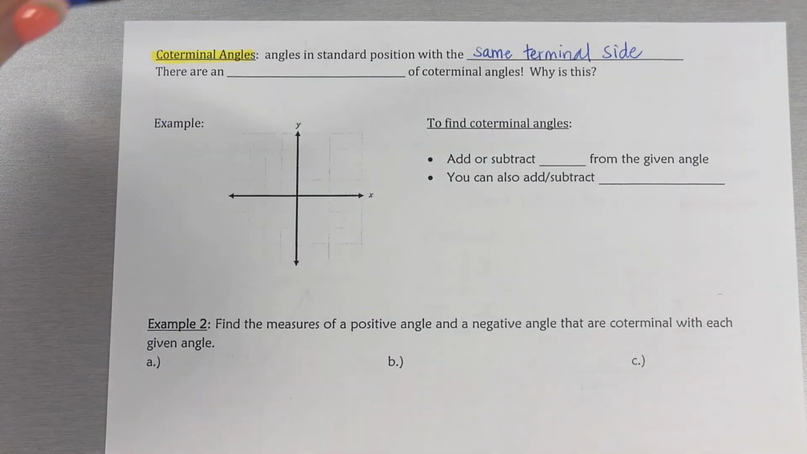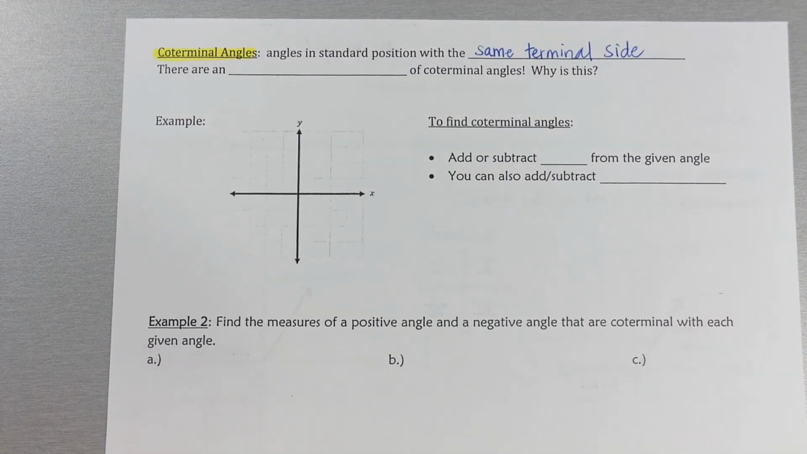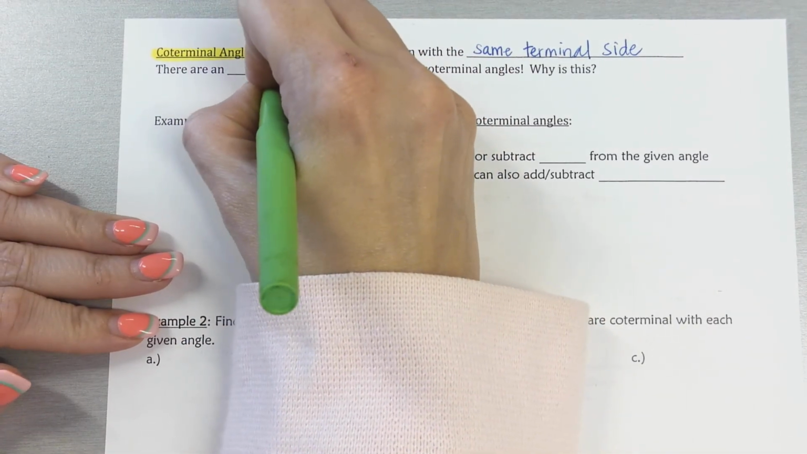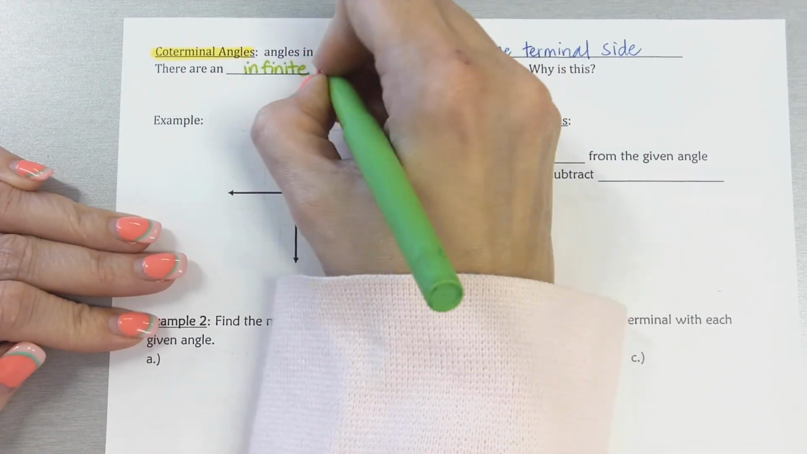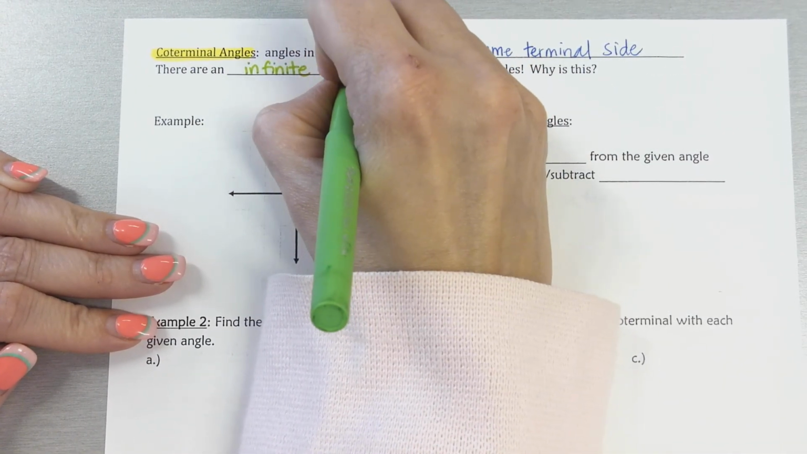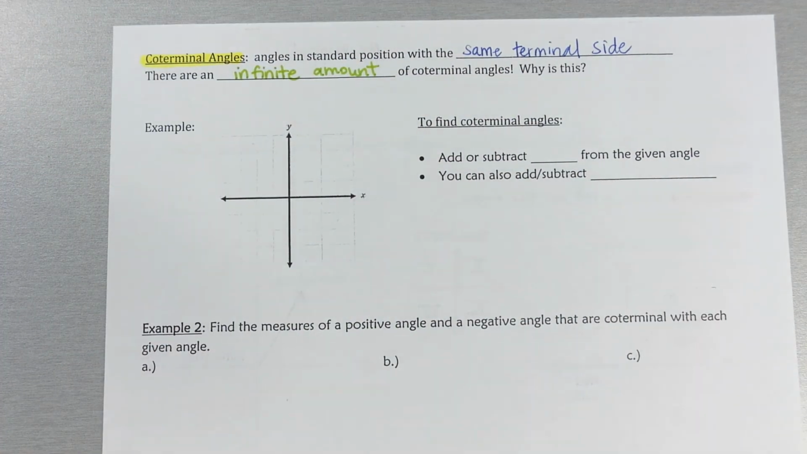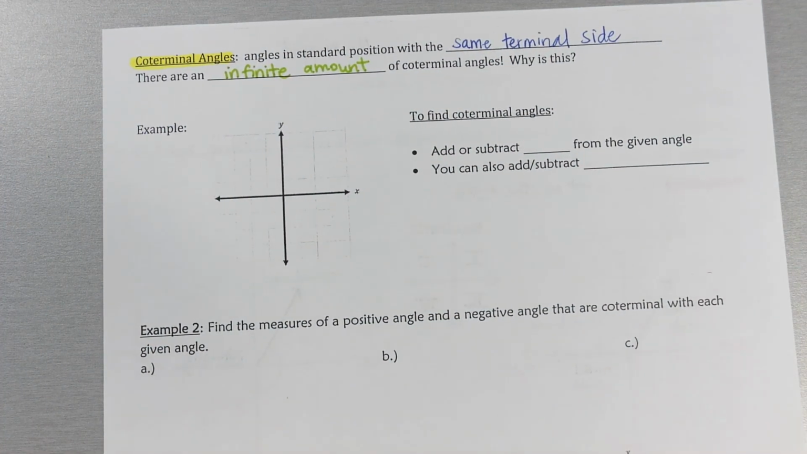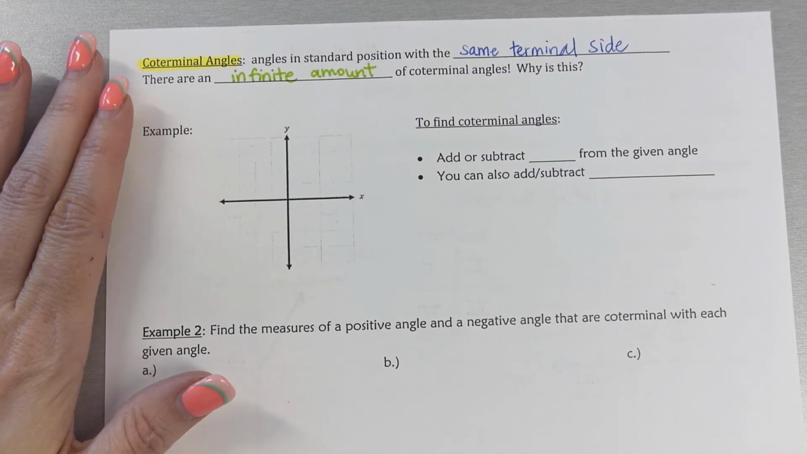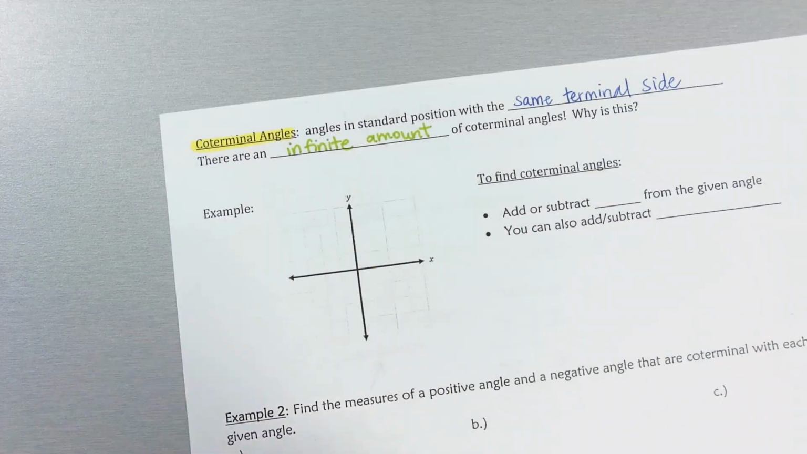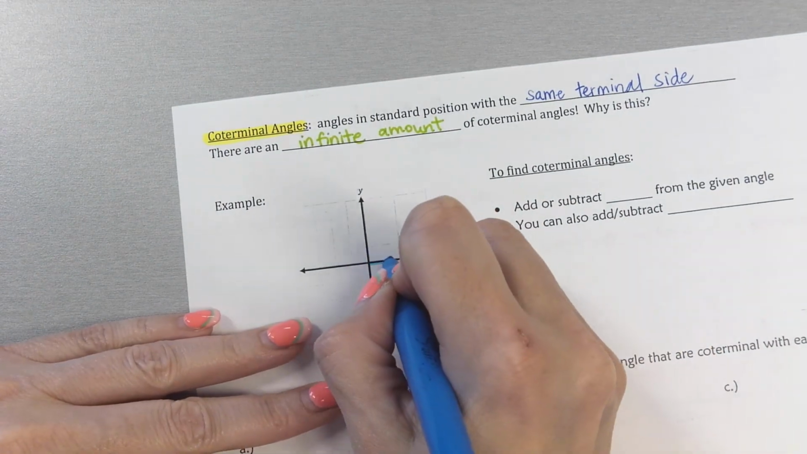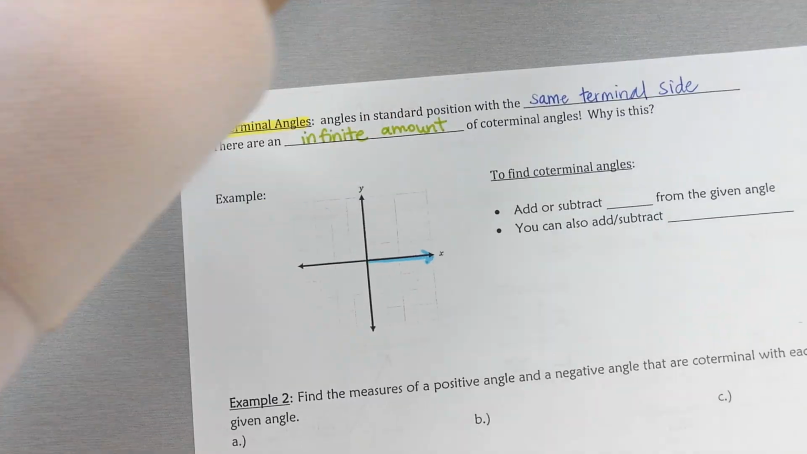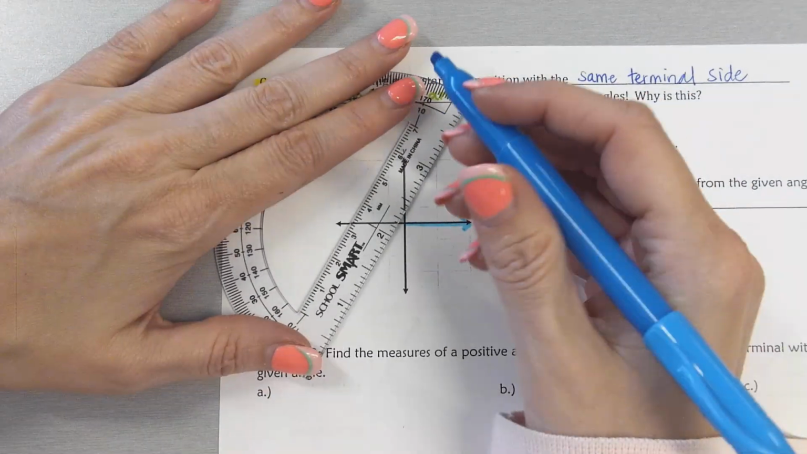Now, there are an infinite amount of co-terminal angles. I'm going to have you think about why that is, and we'll answer it in a moment. Why is there going to be an infinite amount? And before we answer that, we're going to draw an example here. Okay, and then we'll just pick somewhere in quadrant 1. So draw your terminal side somewhere in quadrant 1. Doesn't matter to me where.